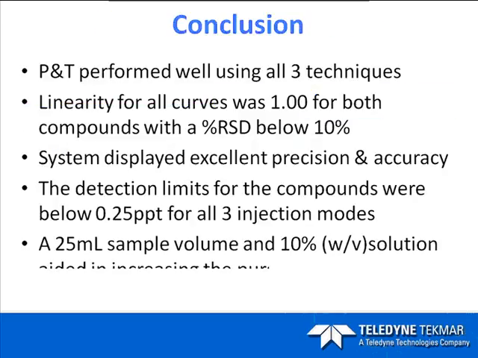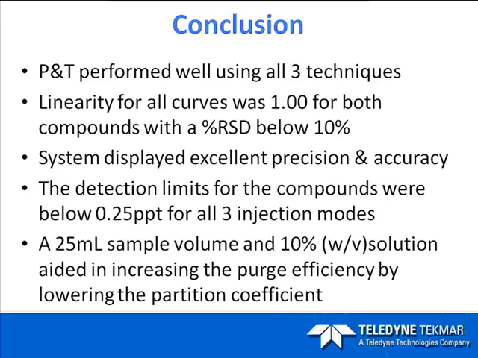In conclusion, the purge and trap performed well using all three of these techniques. The linearity for all curves was 1 for both compounds with a percent RSD below 10%. The system displayed excellent precision and accuracy. The detection limits for the compounds were below 0.25 parts per trillion for all three injections: the cryofocusing, the 10-to-1 split, and the direct column connect. A 25 ml sample volume and a 10% weight per volume salt solution helped to increase the purge efficiency by lowering the partition coefficient.